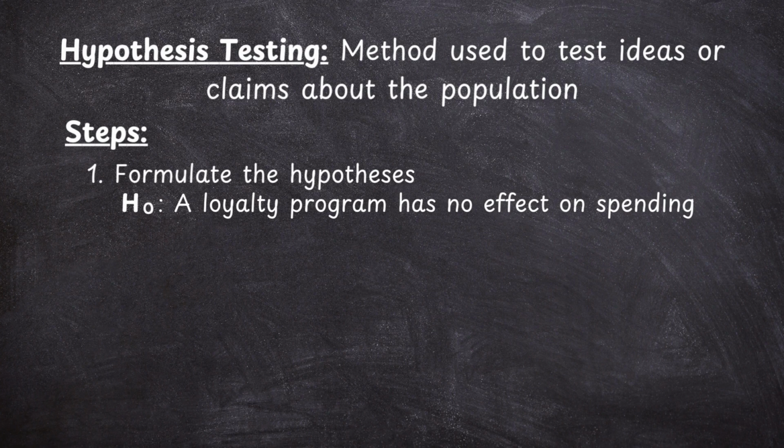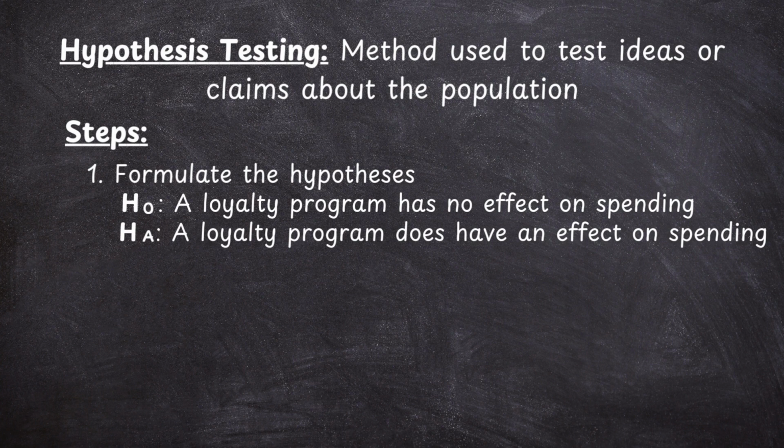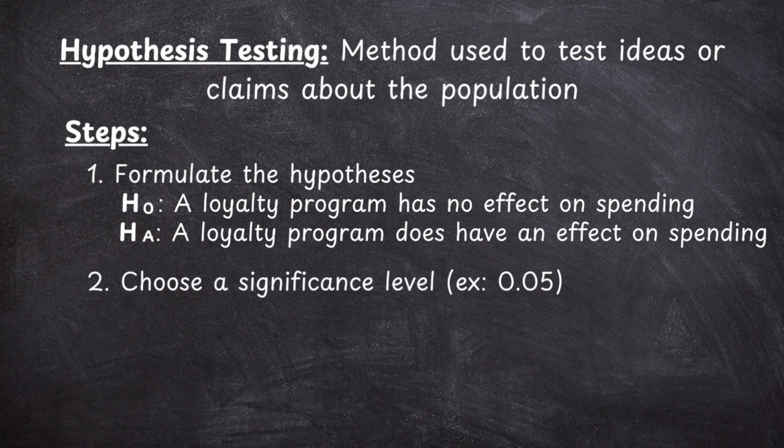So here we'll generate 2 hypotheses for this test. The first is the null hypothesis, and this will state that a loyalty program has no effect on spending. We'll also define an alternative hypothesis, denoted as HA, which states that the loyalty program does have an effect on spending. After we've formulated our hypothesis, we can move on to the next step, which is choosing a significance level. A significance level is a threshold that determines how much evidence is needed to reject the null hypothesis. A common significance level is 0.05 or 5%. This means that you are willing to accept a 5% chance of wrongly rejecting the null hypothesis.